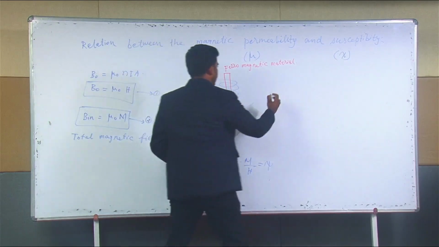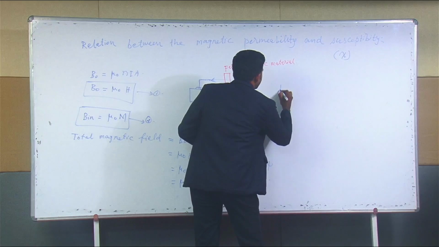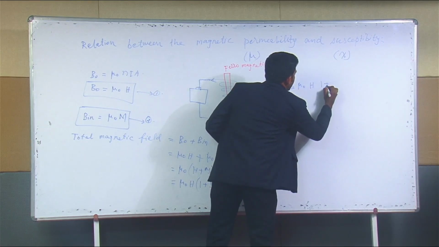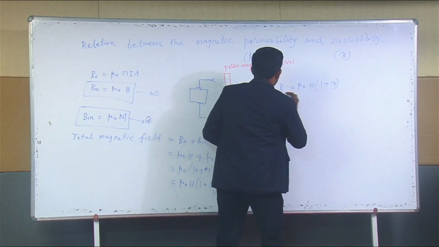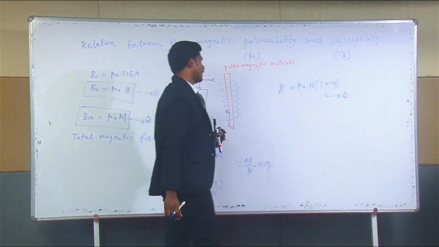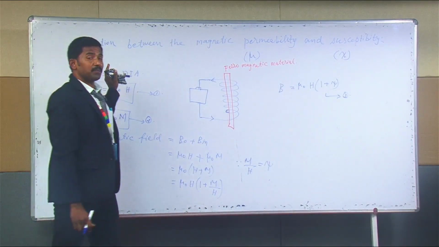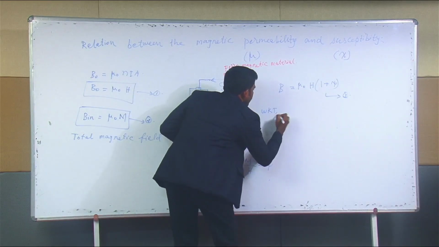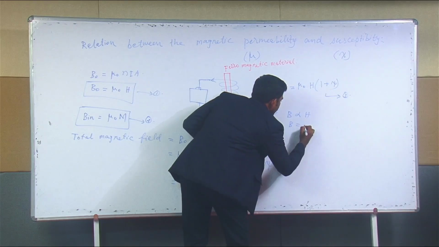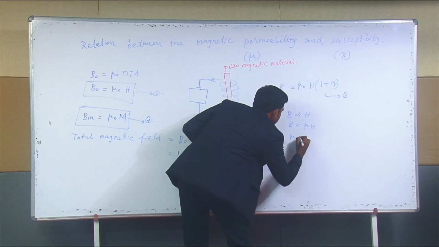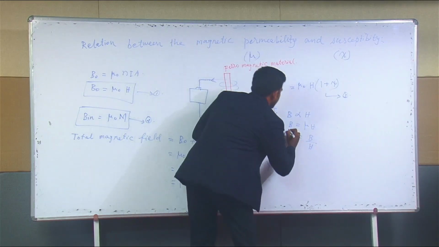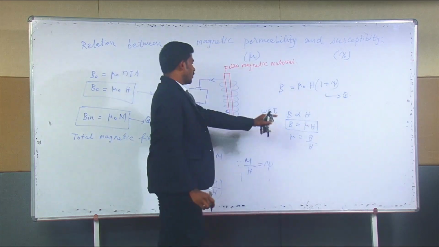So now we can write it as equation 3. We know that the permeability, B is proportional to H, and B is equal to mu H, and mu is equal to B over H. So B is equal to mu H.